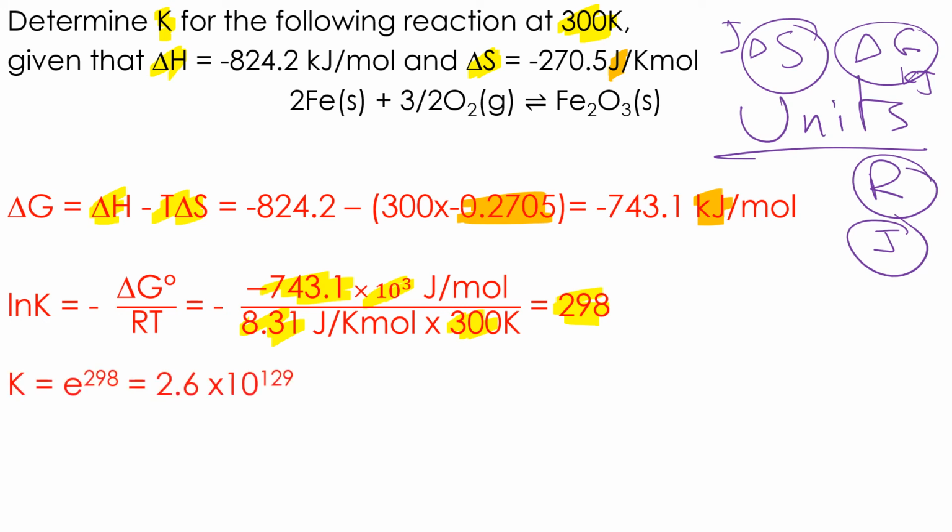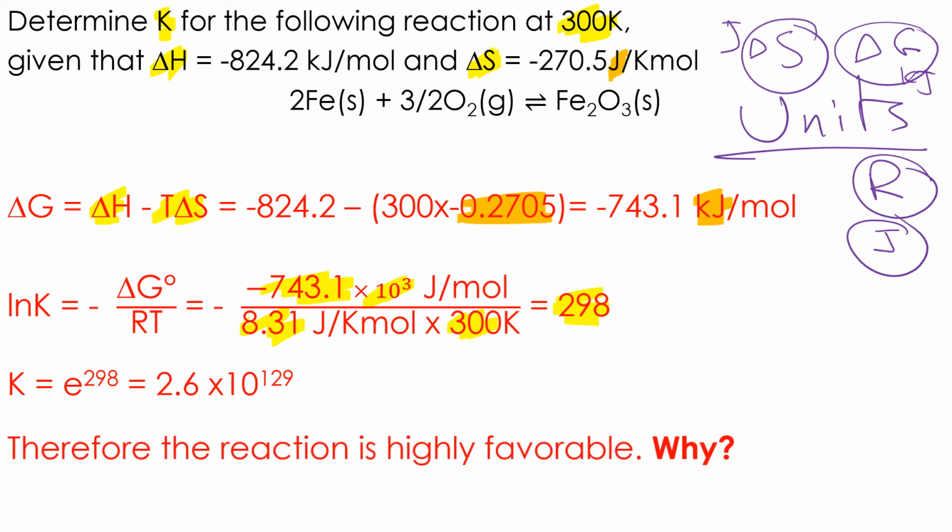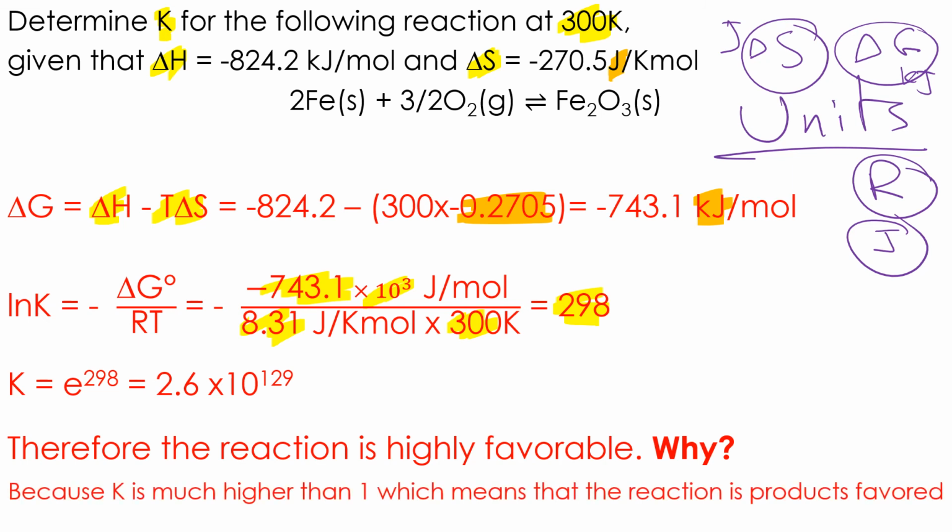So K, if you manage to calculate it using your calculator, will be equal to 2.6 multiplied by 10 to the power 129. Therefore, the reaction is highly favorable. Why is the reaction highly favorable? Because simply K is much higher than 1. So the reaction is proceeding toward the products. Because K is much higher than 1, the reaction is product favored.